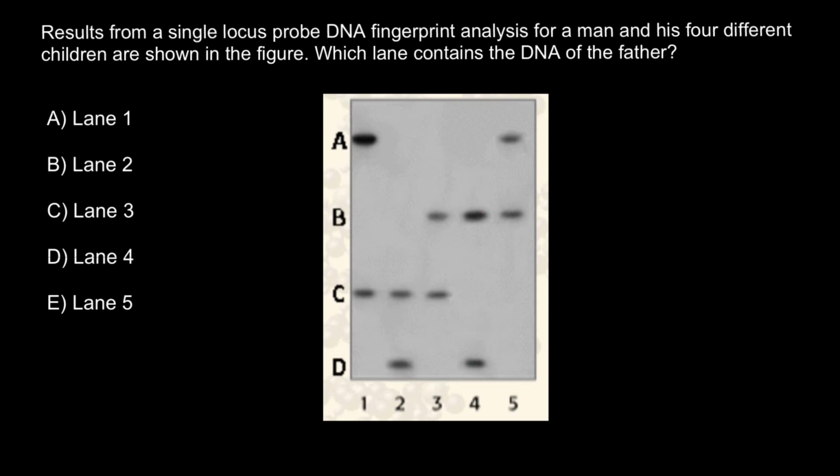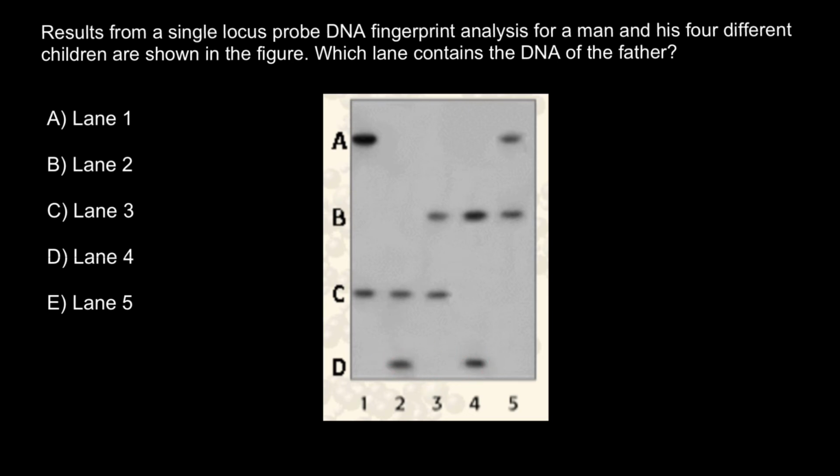So now let's check the hypothesis that person number 2 is the father of the rest. Can person number 1 be a child of person number 2? Yes, because they share the same allele. Can person number 3 be a child of person number 2? Yes, they share allele C. Can person 4 be a child of person 2? Yes, because they share allele D.